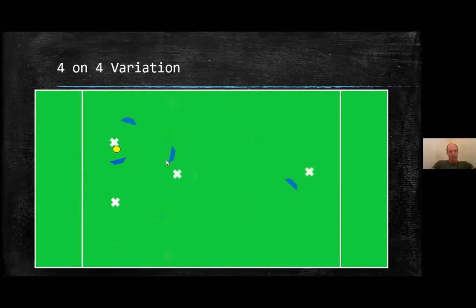And again, in the 4-on-4 variation, we want to keep that triangle to work with, and have the one player roam around and provide the continuation passes once these two handlers get it to the second level.